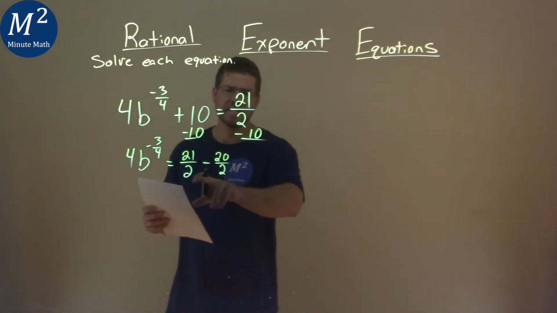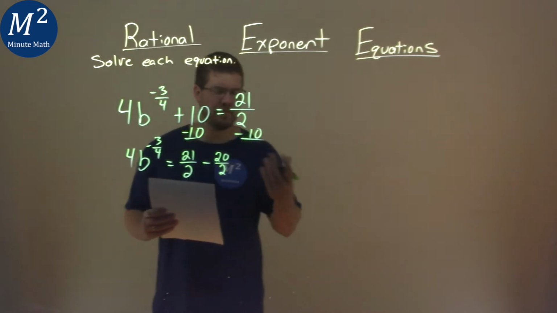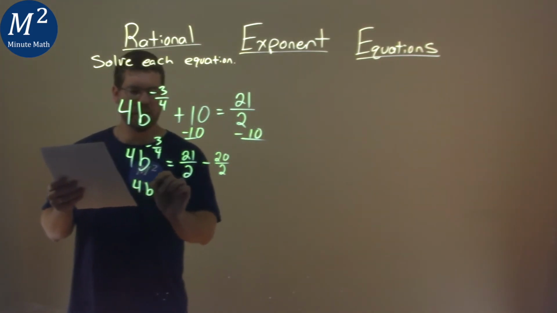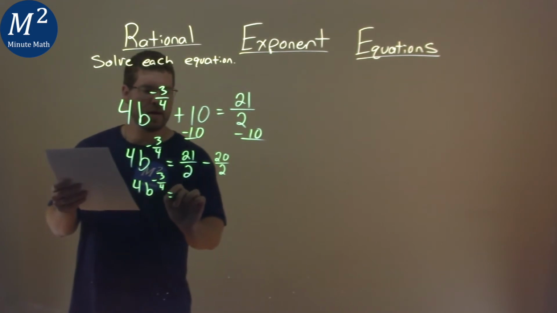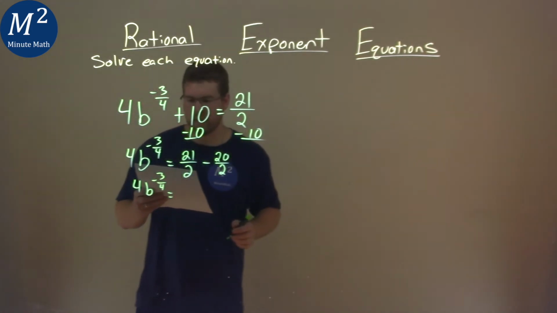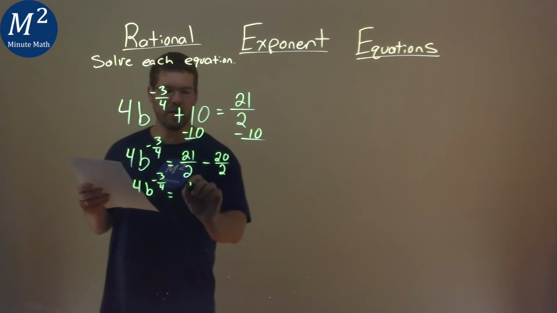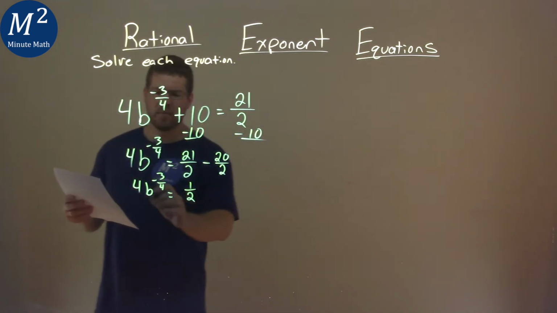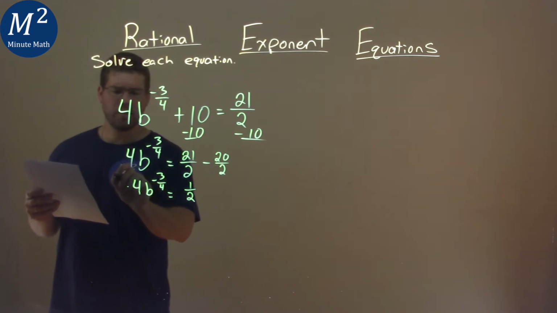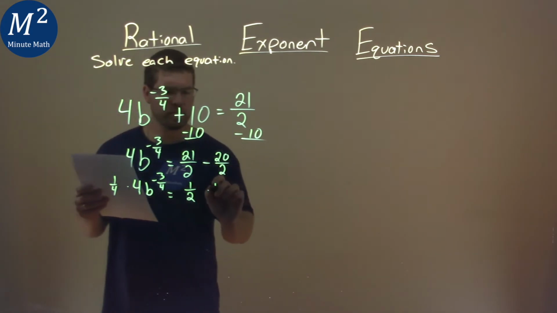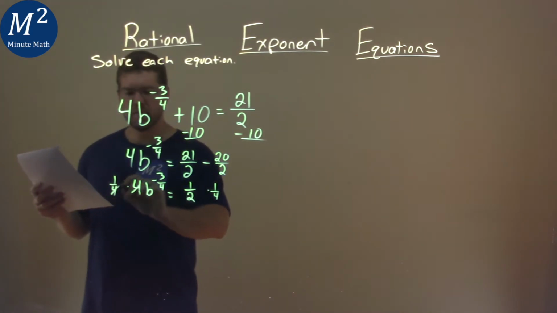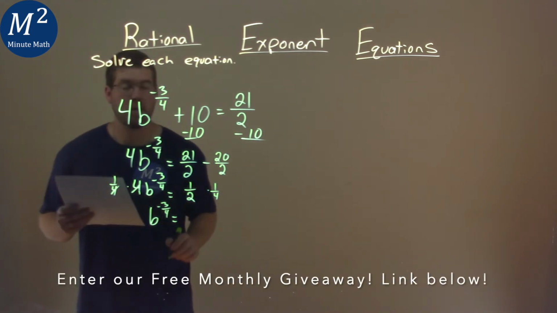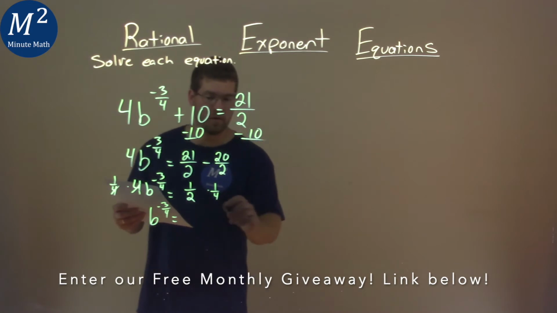Okay? And I did that so I have the same base. Makes it easier to subtract here. Keep on going. We have 4b to the negative 3/4 power. And 21/2 minus 20/2 is just 1/2. That's a little easier to deal with. Now, to get rid of this 4 here, I'm going to multiply both sides by 1/4. These cancel, and we're left with b to the negative 3/4 power on the left, but on the right, 1/2 times 1/4 is 1/8.